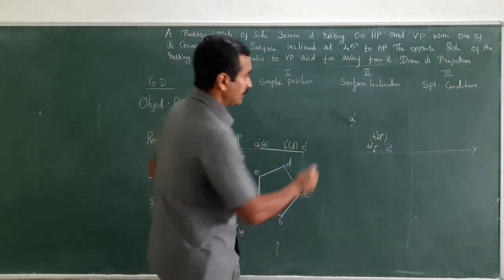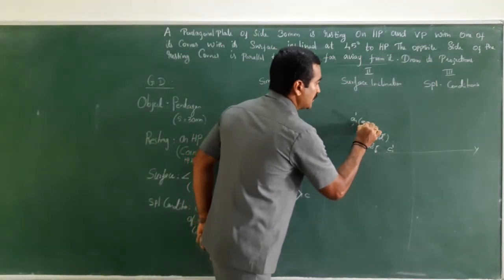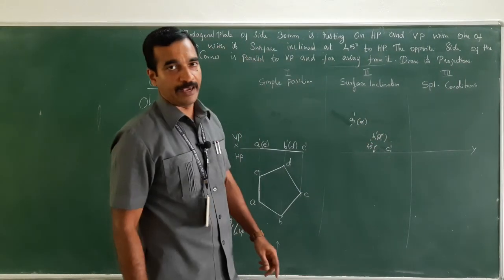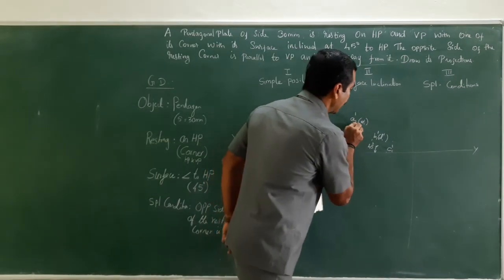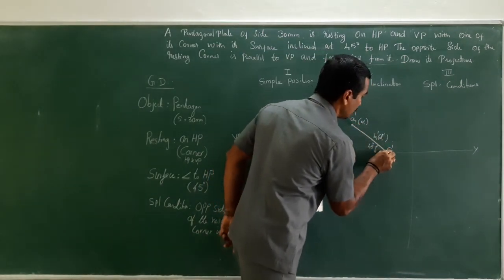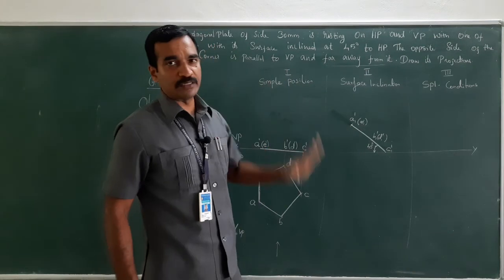What about the extreme point? E is also on the same line as A. So now extend this line. Make a dark line. This is the object line, right?